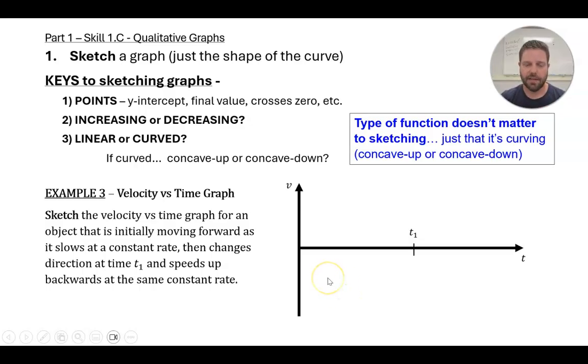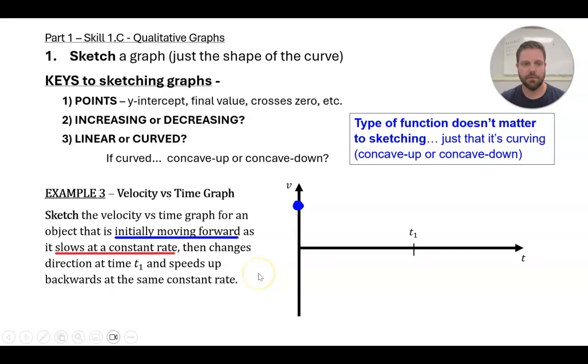If we look at a velocity time graph, now we want to sketch the velocity time graph for an object that's initially moving forward as it slows at a constant rate, and then changes directions at time t1 and speeds up backwards. There's a lot going on here, so let's figure out where to start. We want to figure out what are some points, like the y-intercept, for example. Since velocity is plotted on my y-axis, the y-intercept is going to be the initial velocity, the initial y value. So if it's initially moving forward, I should plot a positive y value, meaning a positive velocity value.